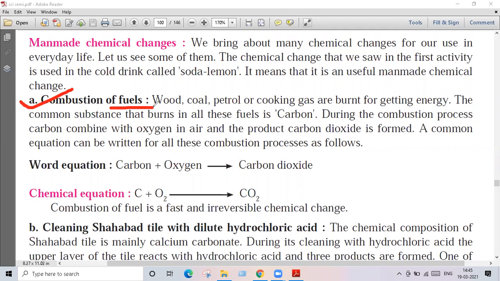So why do we combust fuel? We want a fire. We want fire, and for the production of fire, we combust the fuels.